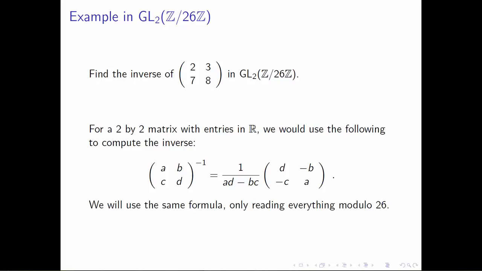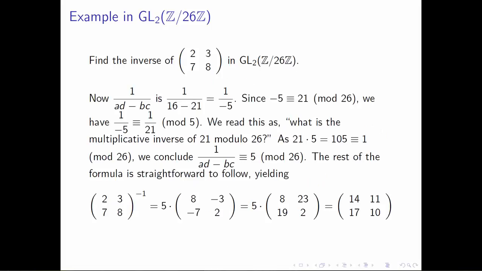So we're going to use exactly the same formula. It's just going to be our job to interpret everything that we see and figure out what it means in a modulo 26 environment. Here's what I mean by that. Like I said on the previous slide, the first step is to look at that 1 over AD minus BC. This is really the puzzling part because we don't have fractions working inside Z mod 26Z. The determinant of the matrix, AD minus BC, is 16 minus 21. So for the 1 over AD minus BC piece of our formula, we end up with negative 1/5, or 1 over negative 5.